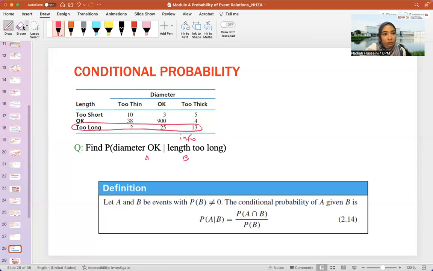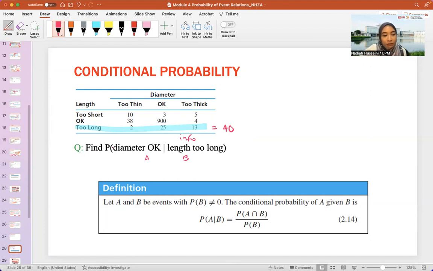What is length too long? I did not do this one yet. Length too long is 22 plus 25 plus 13. What is that? 15 plus 25, 30, 40. So my sample space is now 40 from the 1000. So this has been reduced significantly.